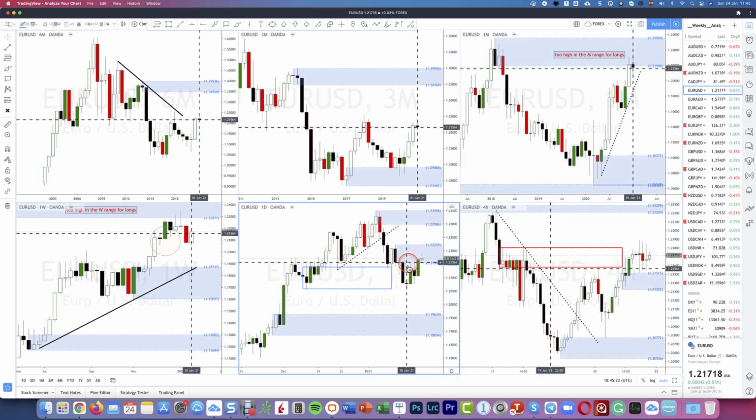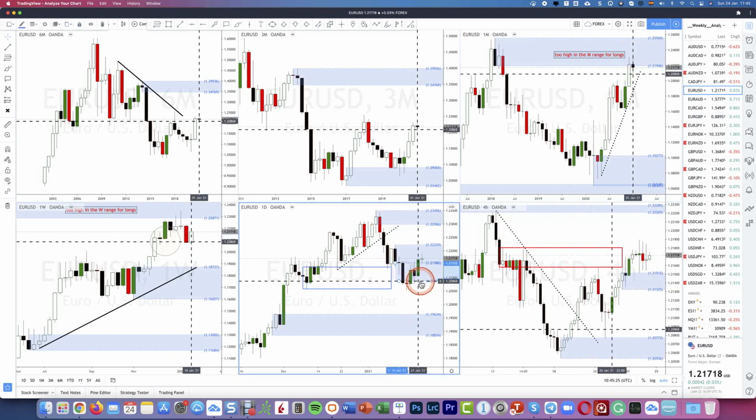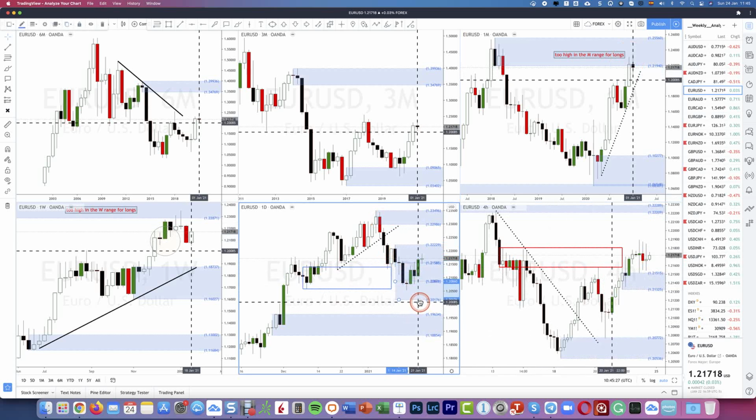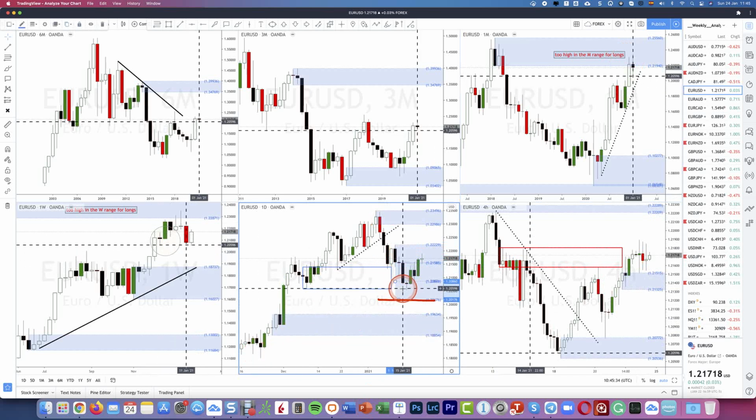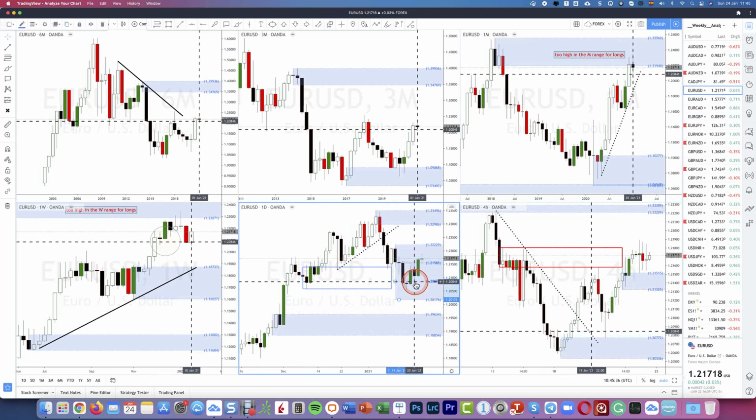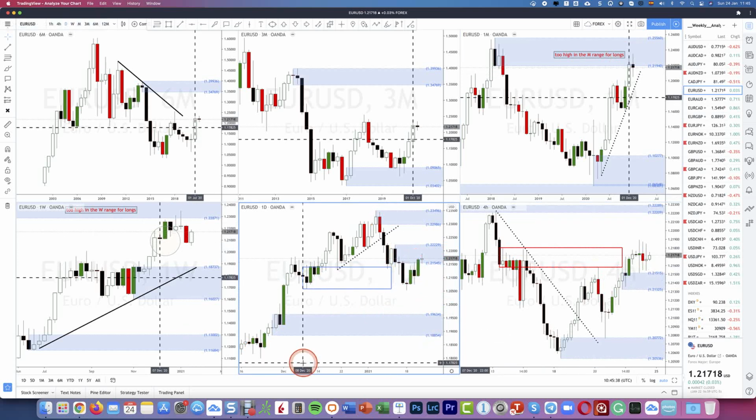So in order to have a 2-to-1 imbalance, if we duplicate the imbalance, price would have had to reach that price area. And it didn't. It fell short of it by quite a few points. So right now, doing nothing on this one.